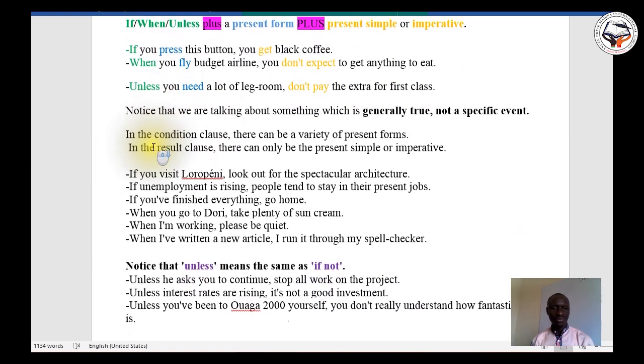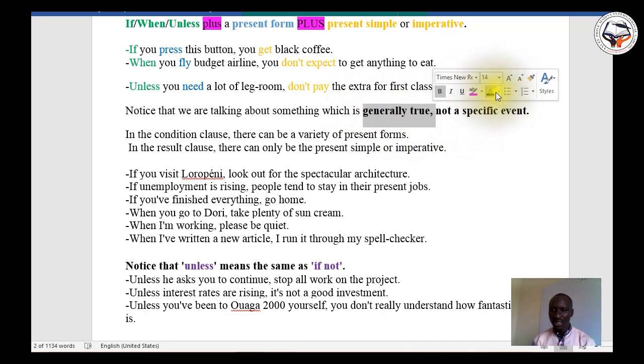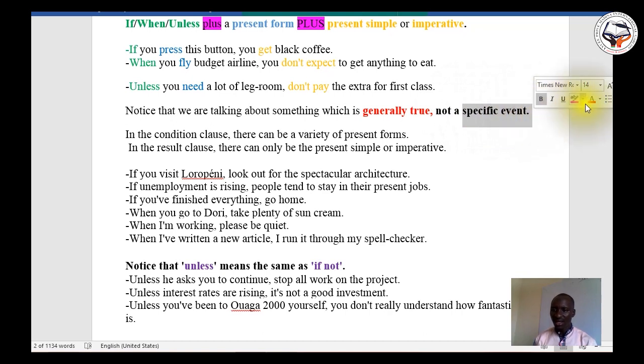Notice that we are talking about something which is generally true, and not a specific event. Okay, we are not talking about a specific event.